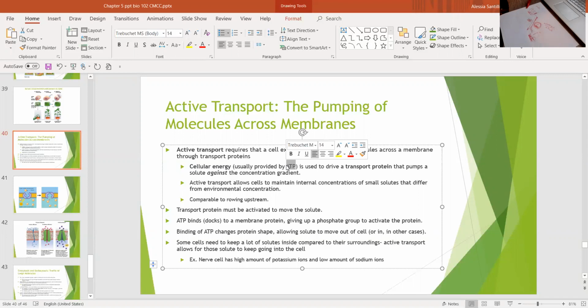Okay, active transport allows cells to maintain internal concentrations of small solutes that differ from environmental concentrations. You can compare it to rowing upstream. That's what your textbook says, and that's what I wrote in my slides.